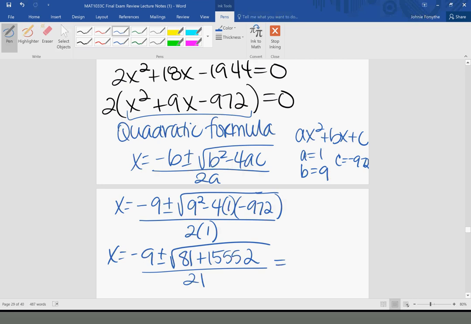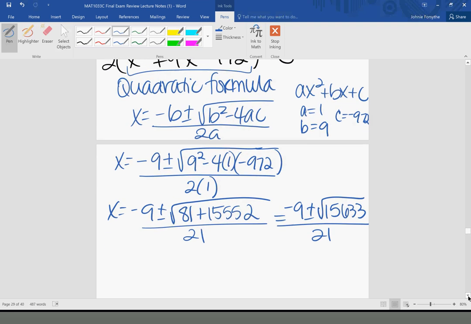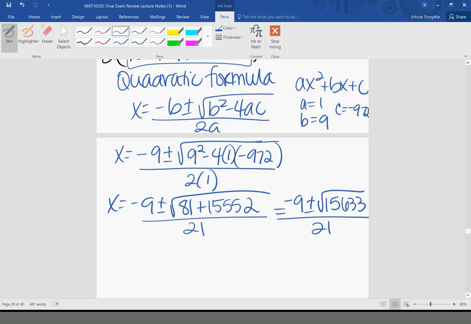So now 81 plus 15,552 is going to be 15,633 over 2. So now we're going to take the square root of 15,633. Oh no, that gives me a... Okay, so it's to round. Okay. That's going to give me... Actually, let's do it at one time. 1 second. Let me check something.